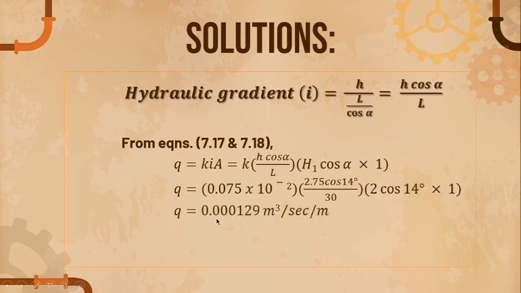that gives us the flow of the water in decimal form, that is 0.00129 cubic meter per second per meter, or in scientific form, the rate of flow is equal to 0.129 times 10 raised to negative 3 cubic meter per second per meter.